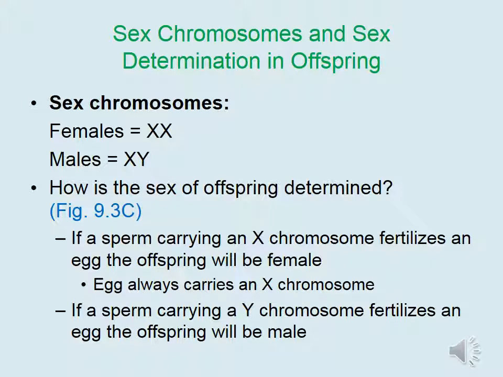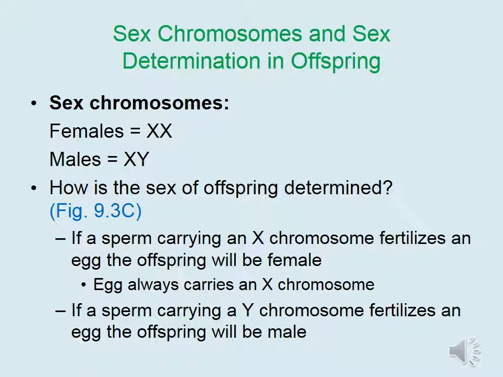We now turn our attention to the sex chromosomes. Recall that females have two X chromosomes while males have an X and a Y. Our first question is, how is the sex of offspring determined? If a sperm carrying an X chromosome fertilizes an egg, the offspring will be female. Keep in mind that eggs always carry an X chromosome because eggs come from females and females only have X chromosomes. If a sperm carrying a Y chromosome fertilizes an egg, the offspring will be male.